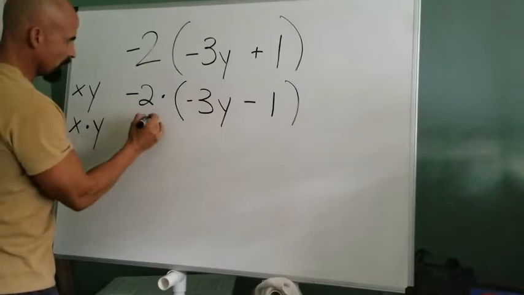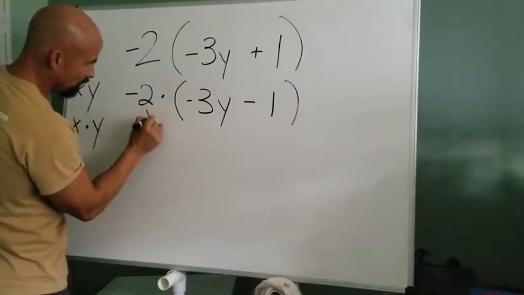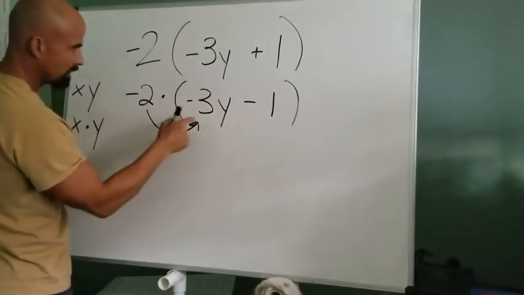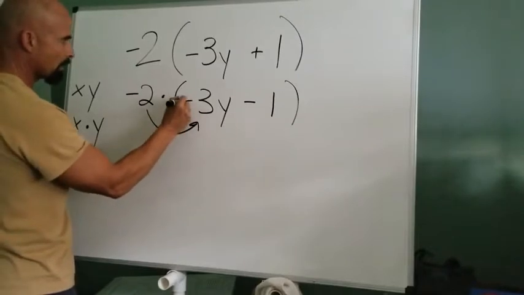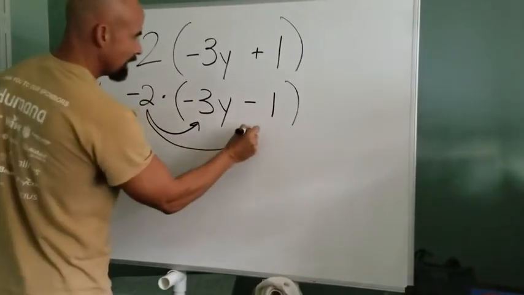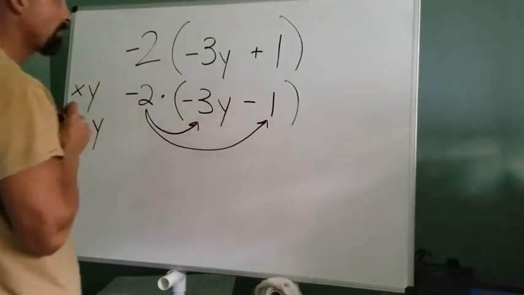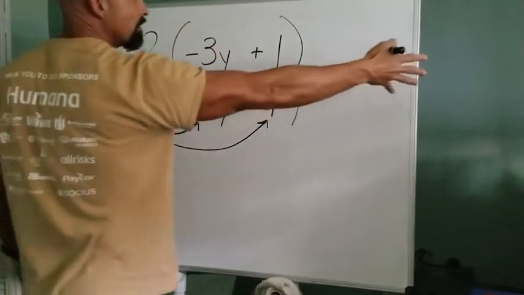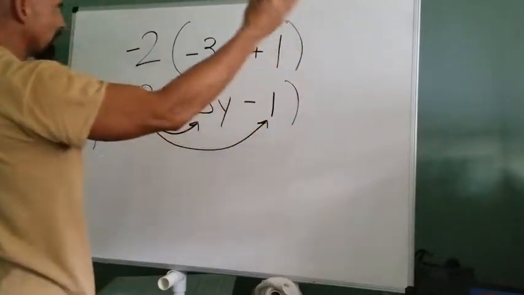So that's the first thing you need to remember. I'm going to take this -2 and multiply it times -3y. And I'm also going to take this -2 and multiply it by the -1. And again, if there had been more terms inside the parentheses, I'd keep doing that with every single term.